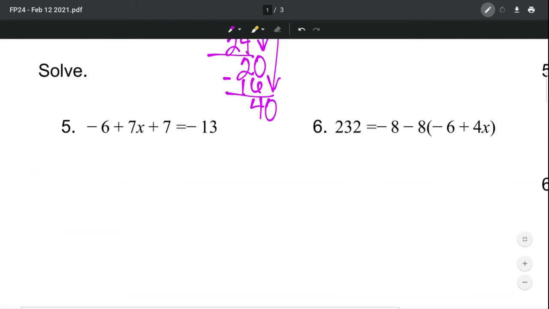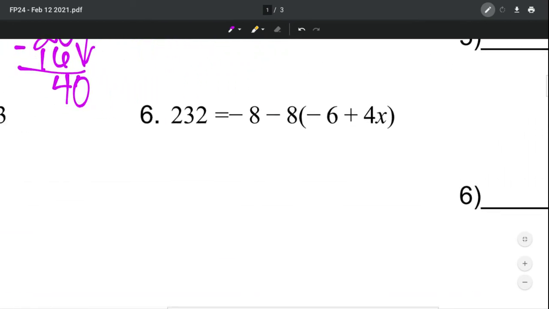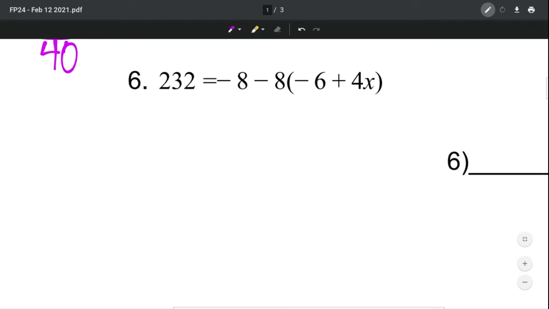Okay, so the next one I'm going to do is number 6. So number 6 on our Friday paper. There's something kind of unique about this problem that I wanted to make sure you knew. So I've got a -8 here, and then -8. And that -8 is kind of like another -8.